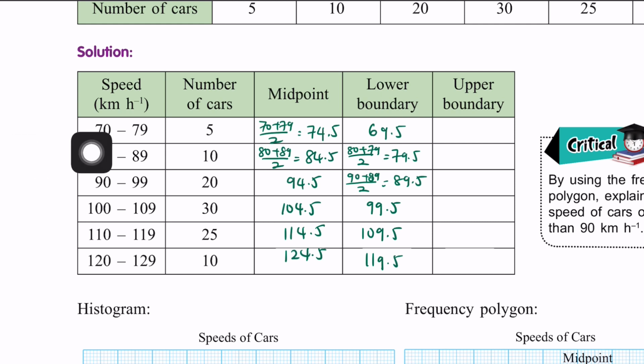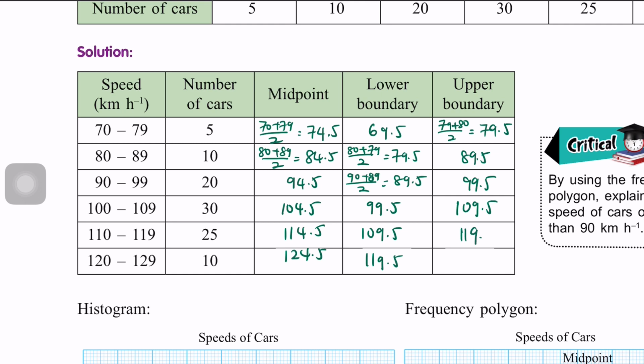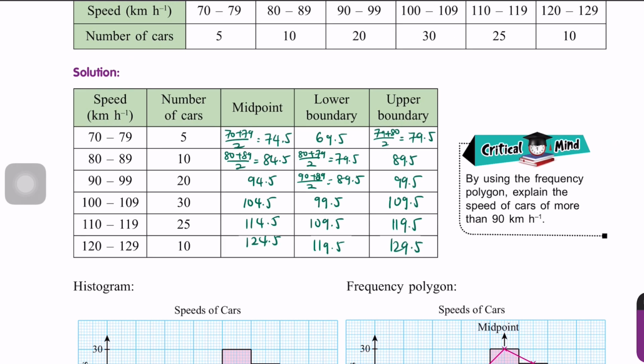Okay, upper boundaries, sama juga. Okay, so kita ambil sini. Upper limit 79 plus lower limit of the next class 80 divide by 2. So kita akan dapat 79.5. Okay, so pattern yang sama. So 89.5, 99.5, 109.5, 119.5, 129.5. Okay, boleh?